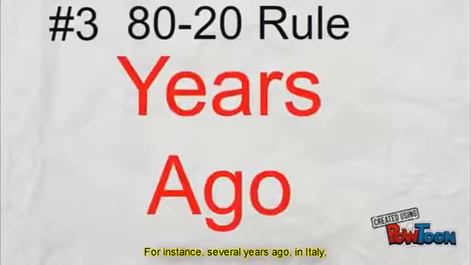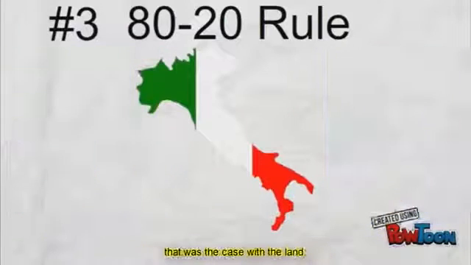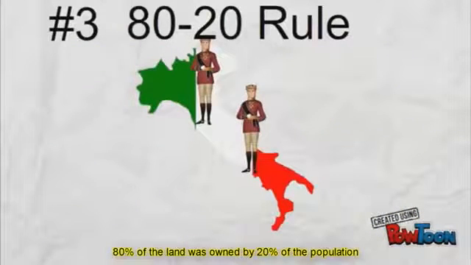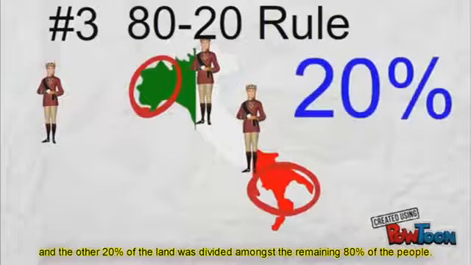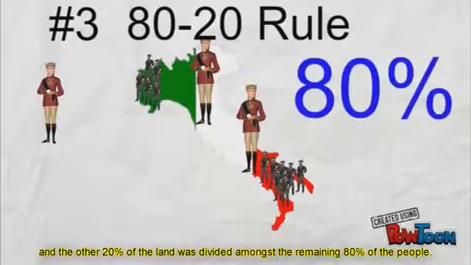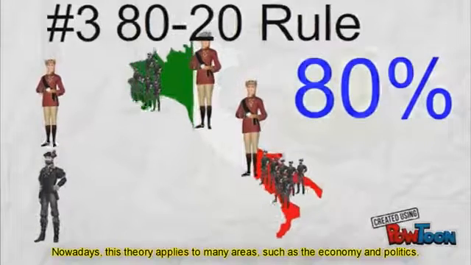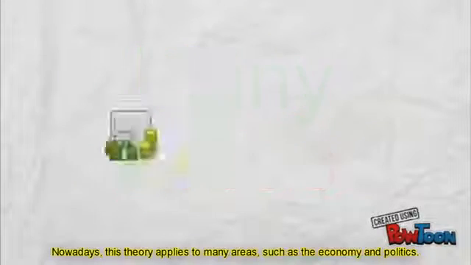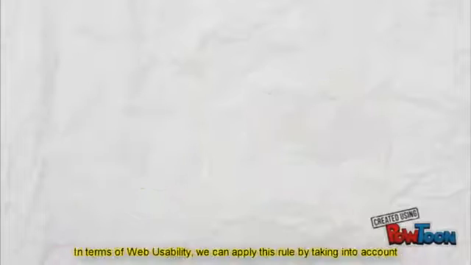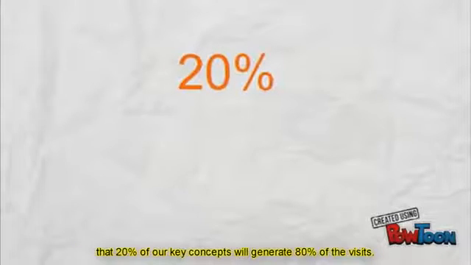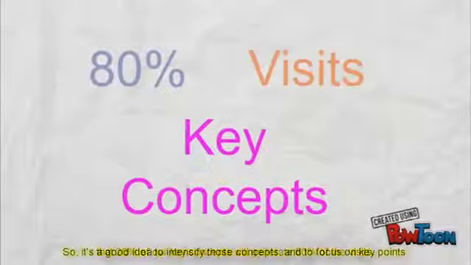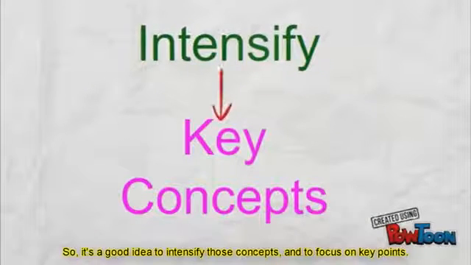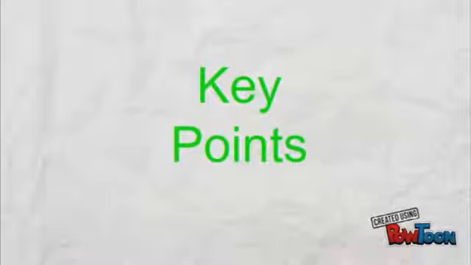For instance, several years ago in Italy, that was the case with the land. 80% of the land was owned by 20% of the population, and the other 20% of the land was divided amongst the remaining 80% of the people. Nowadays, this theory applies to many areas, such as the economy and politics. In terms of web usability, we can apply this rule by taking into account that 20% of our key concepts will generate 80% of the visits. So it's a good idea to intensify those concepts and to focus on key points.